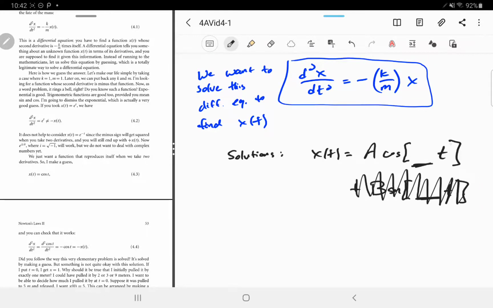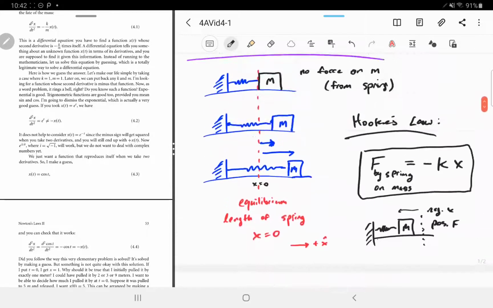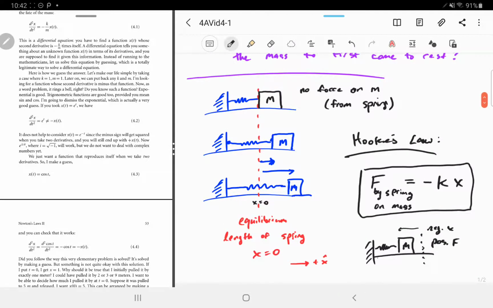Okay, so notice when you plug in t equals 0, cosine of 0 is 1. So which solution you use depends on your initial condition. If you stretch the mass and then you let it go and you call that t equals 0, then the mass is at its farthest possible spot. This is going to be x equals a.